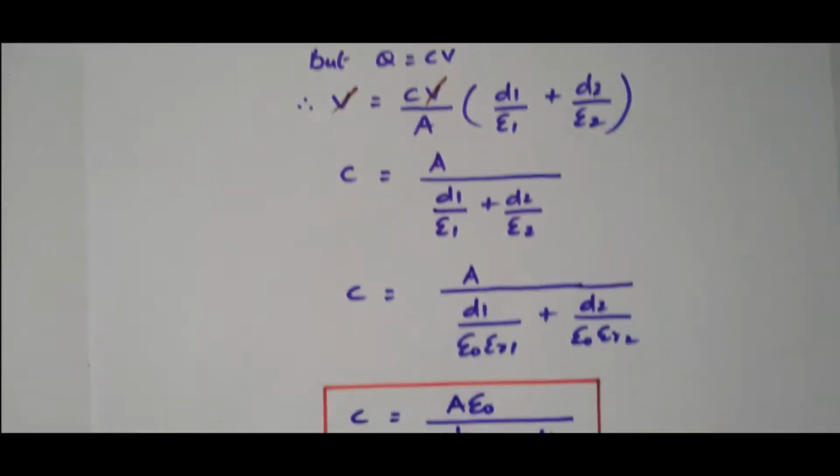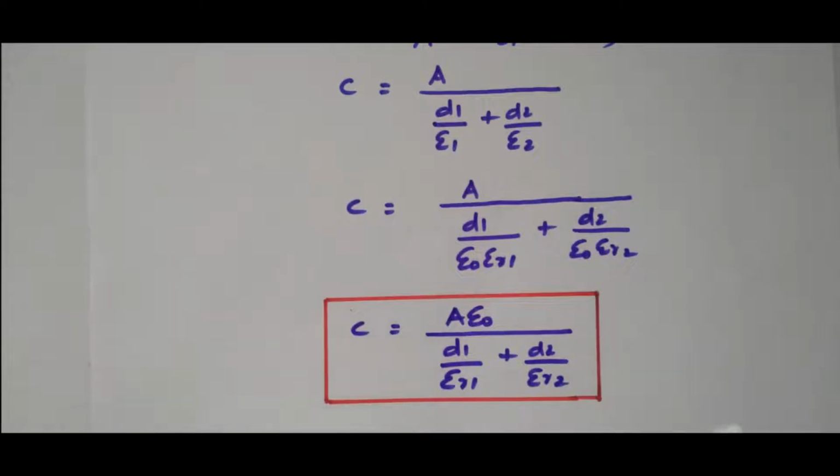Now this epsilon 1 is nothing but epsilon 1 can be written as epsilon naught into epsilon r1. Similarly, epsilon 2 is epsilon naught into epsilon r2. That is absolute permittivity and relative permittivity. So this absolute permittivity is common. This relative permittivity depends upon the material. First dielectric, and this one will be second dielectric, right?